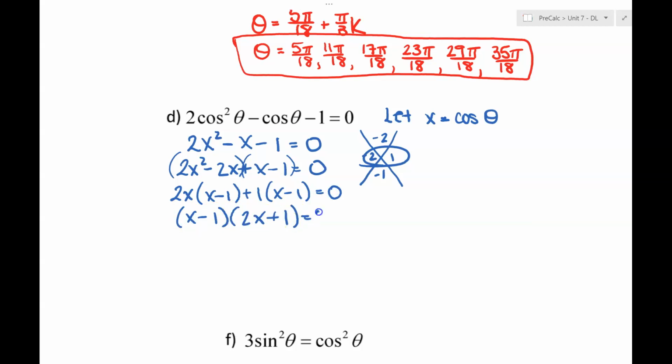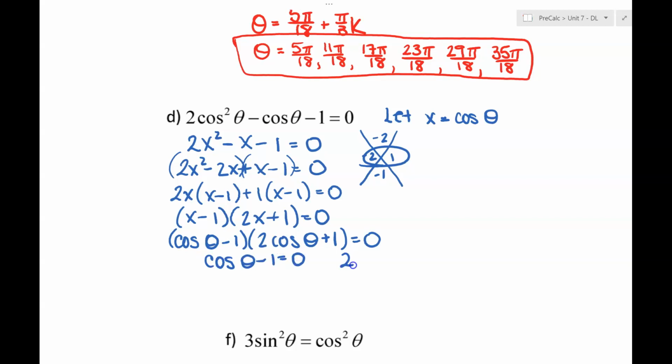Now, when you get to this point, you have to remember that you substituted. So I'm going to put cosine of theta back in. So cosine of theta minus 1 times 2 cosine of theta plus 1 is equal to 0. And now you have 2 equations to solve. Cosine of theta minus 1, just like you would with a quadratic with x, we're going to have different solutions. So cosine of theta is equal to 1. Where is the inverse cosine of 1? And we know that to be at 0.